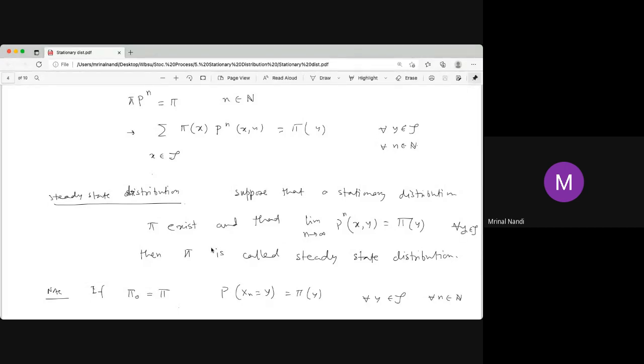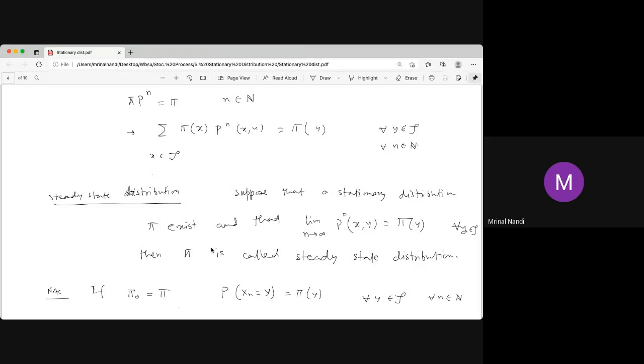Now there are several questions. Number one, does the stationary distribution exist? If it exists, is it a steady state? Number two, is the stationary distribution unique? If it is unique, is it a steady state? What is the condition for it to be a steady state distribution?